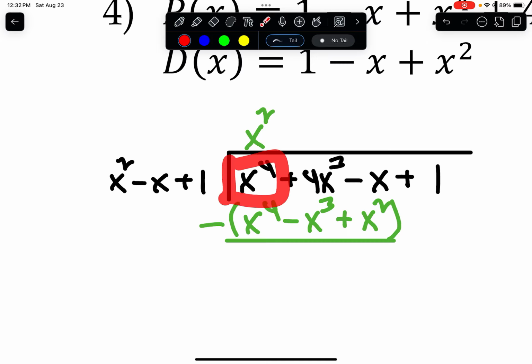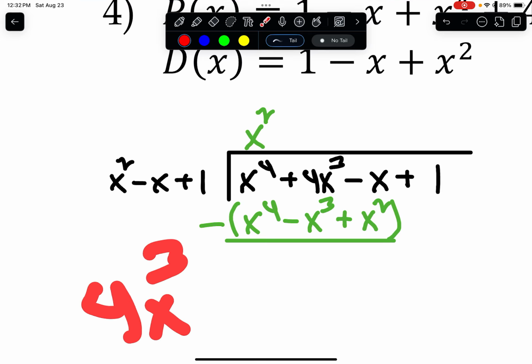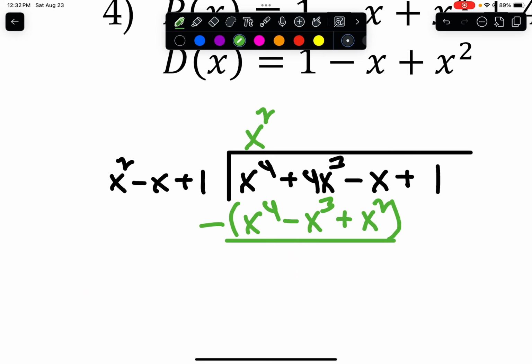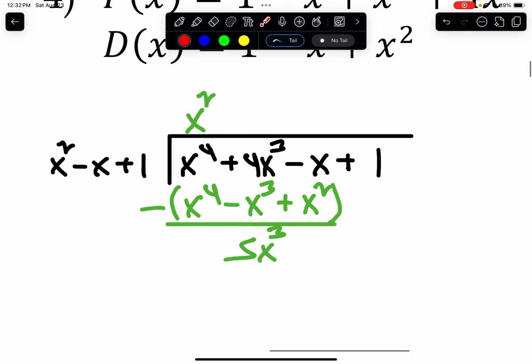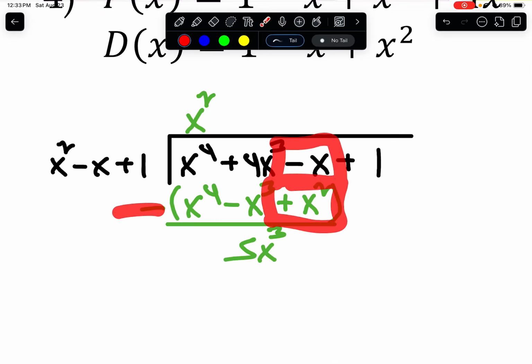So x to the 4th minus x to the 4th, thankfully those will cross out. Then 4x cubed minus negative x cubed turns into addition, so that's going to be 5x cubed. Steps like this are where I see the most mistakes happen, because when you're subtracting a negative, that's going to turn into addition. And then I also see people mess up this next step, negative x minus x squared.